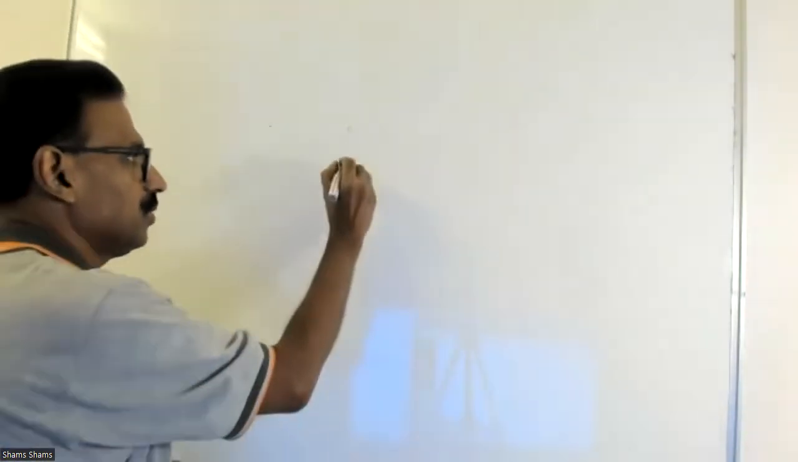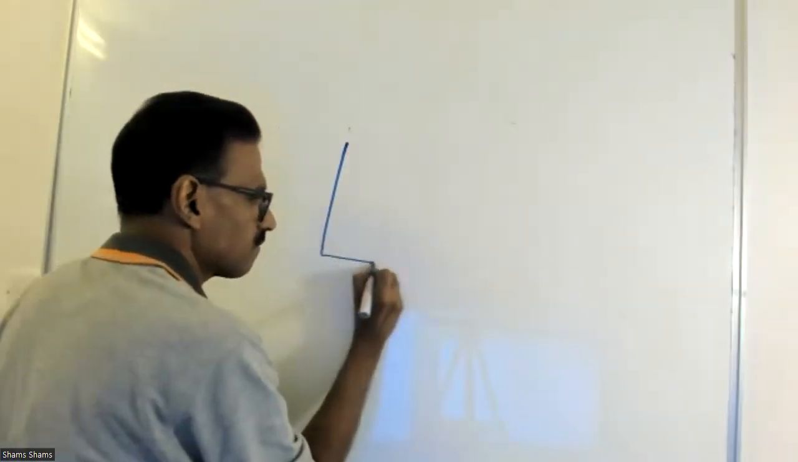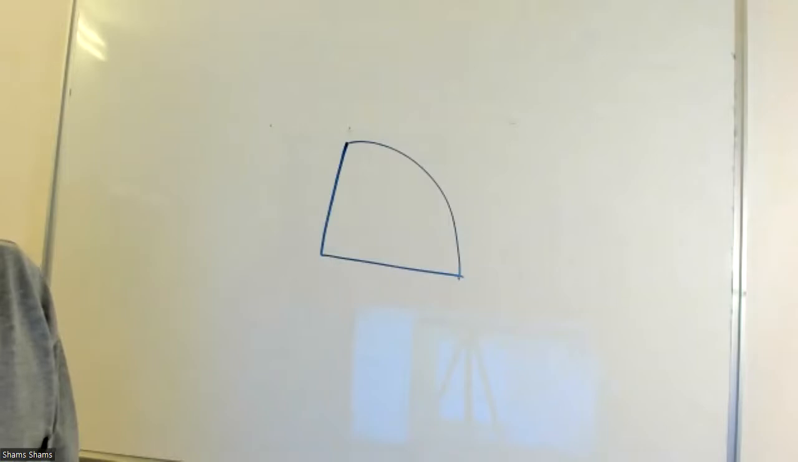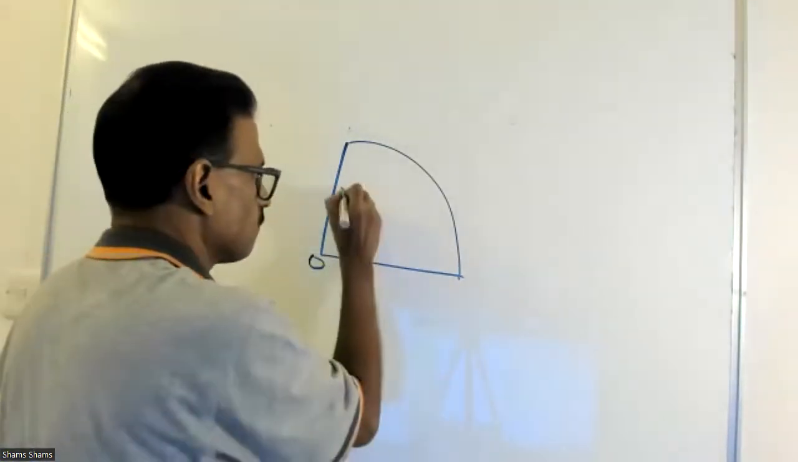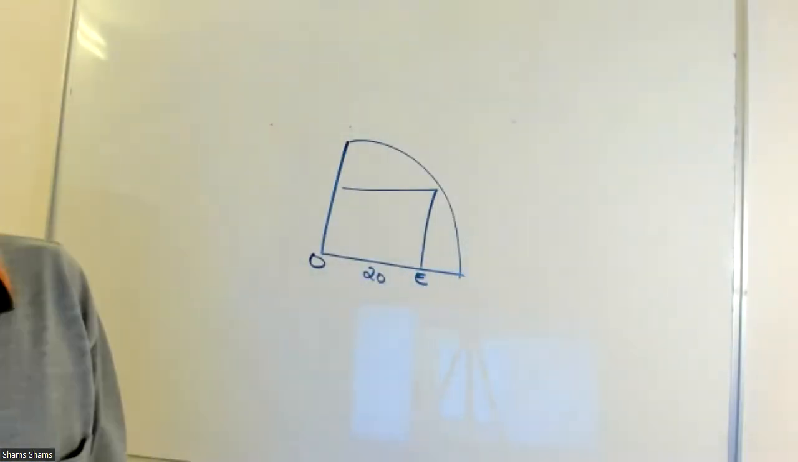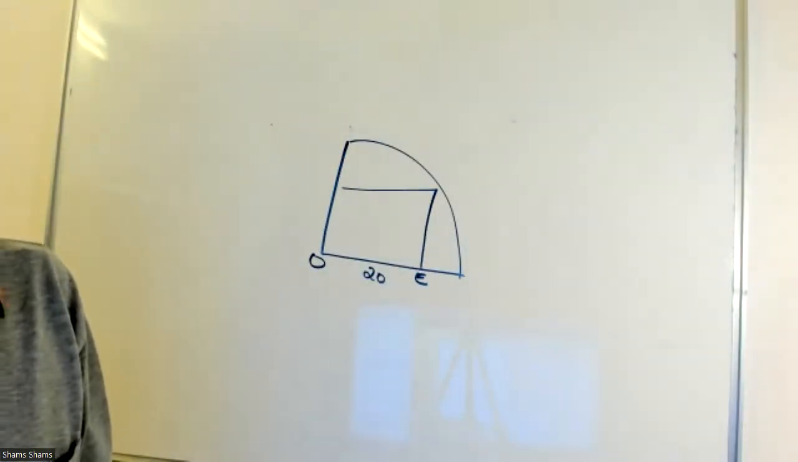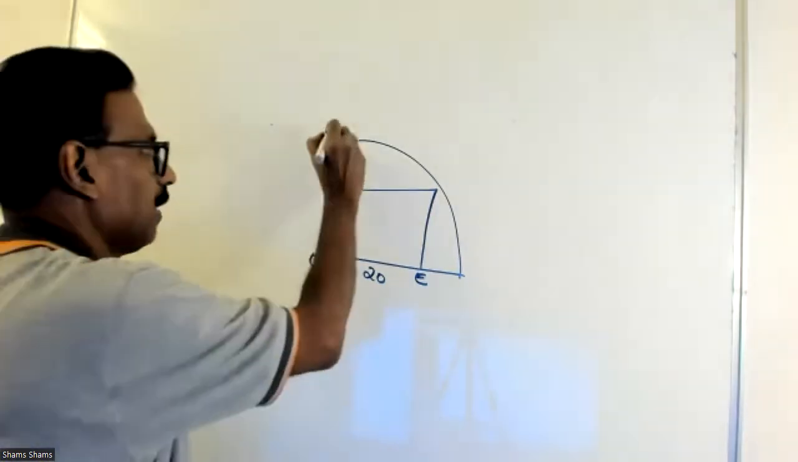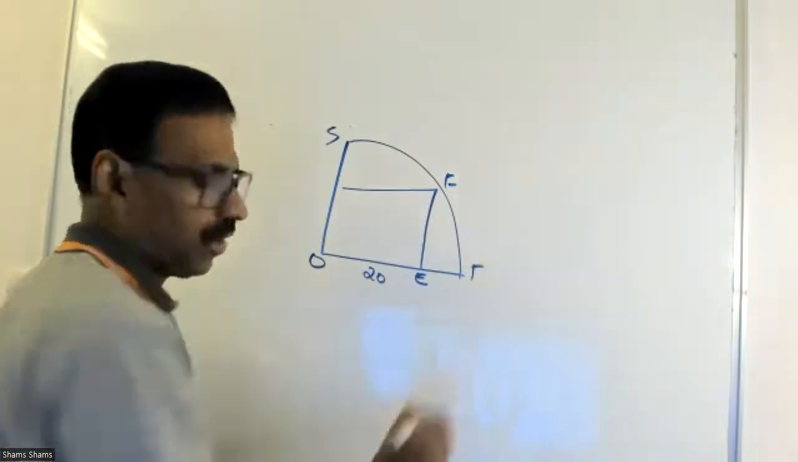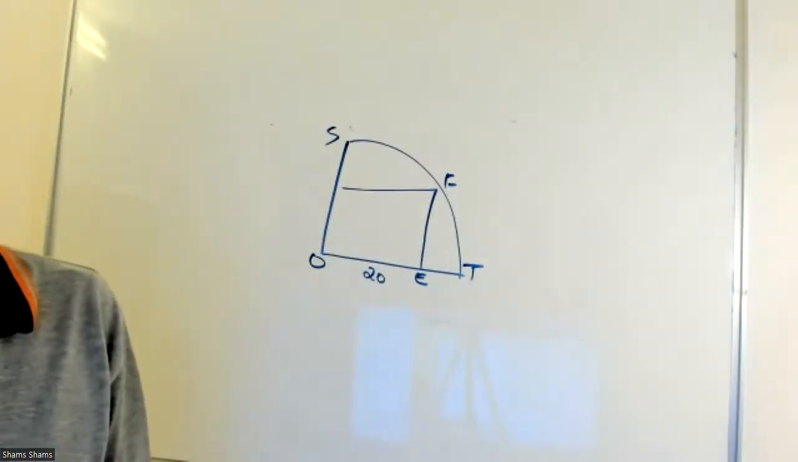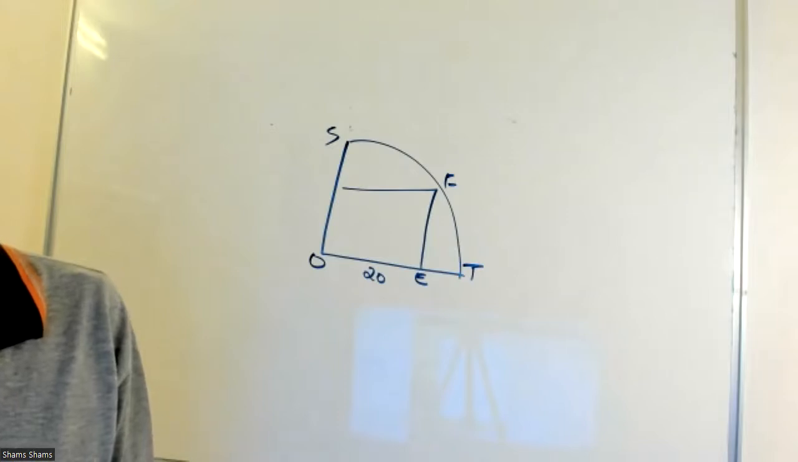Question number 22. OE equal to 20. OSFT is a quadrant of a circle with center O. Find the area of the shaded region.